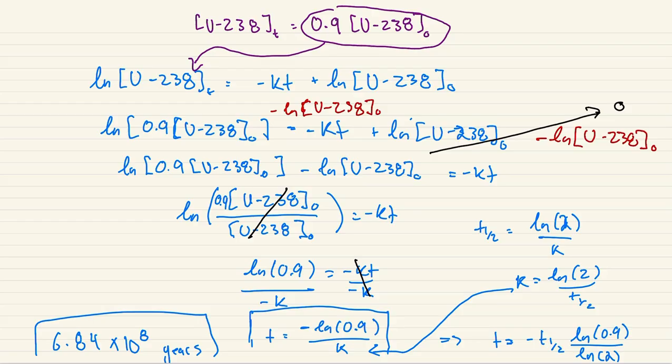And why does it make sense that number is smaller? Because you're only losing 10% of it, right? It should be less than a half-life, because in a half-life you lose 50% of the initial concentration. Here we're only losing 10%, so it makes sense that this is going to be smaller than the time it takes to lose 50%.